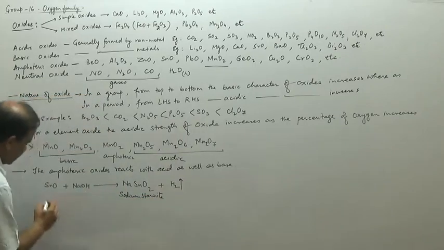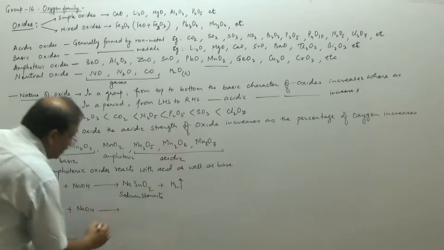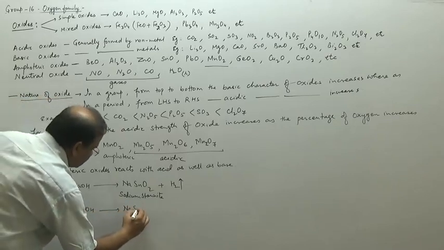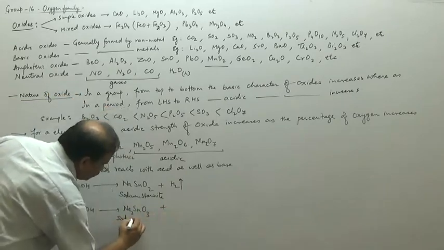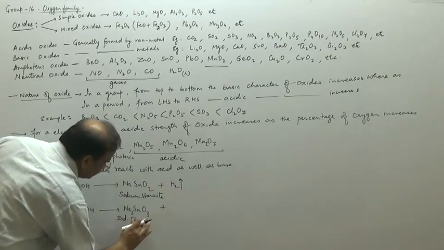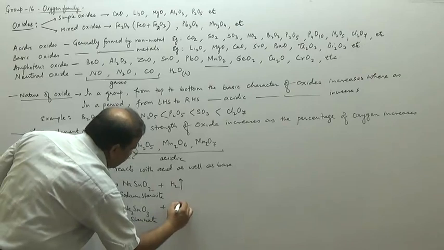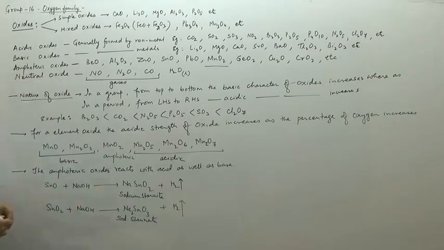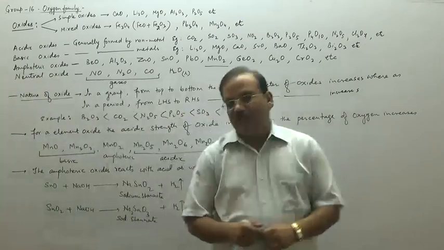Right? And if I write it like this, SnO2 plus NaOH, then I'm going to write that it is Na2SnO3. In that case, this is sodium stannate, and again in this, the hydrogen is liberated. So like that, we are able to write the reaction of NaOH with the amphoteric oxide.